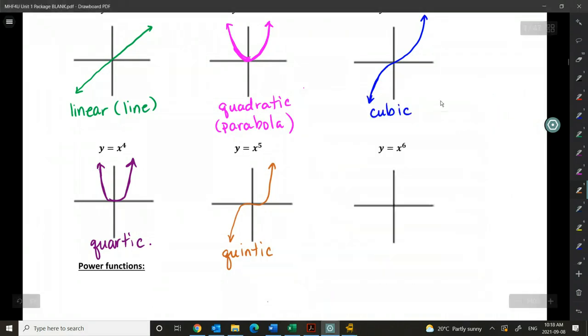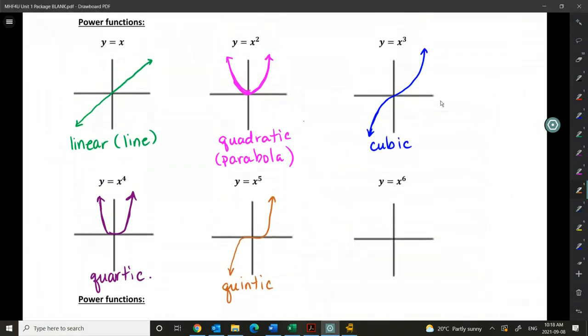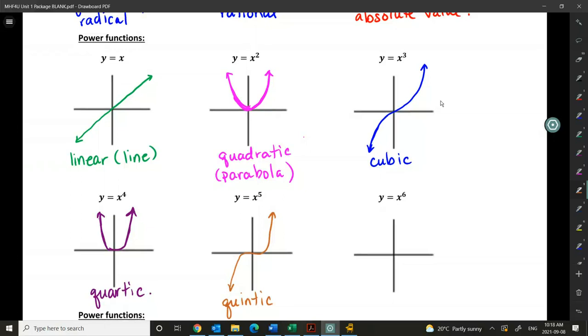All right, so we left off on quintic. This looks similar to a cubic. Any predictions as to what x to the 6 might look like based on maybe some patterns that we see emerging here? Oliver?